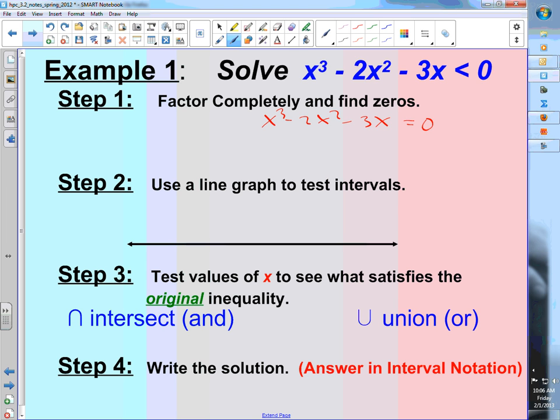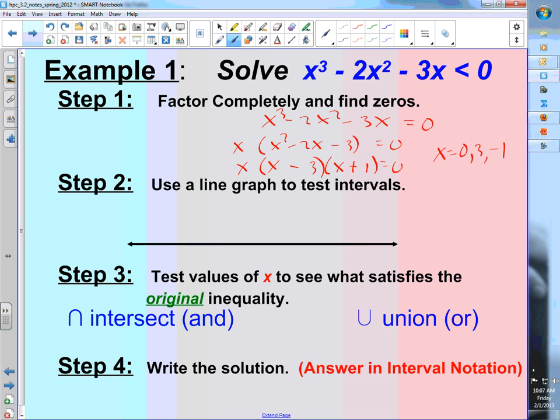Take out an x. So if we take out an x, you have x squared minus 2x minus 3. And that's going to factor to x times x minus 3 times x plus 1. So you're going to have x equals 0, 3, and negative 1 if I calculated correctly.